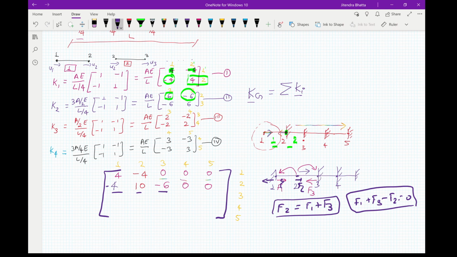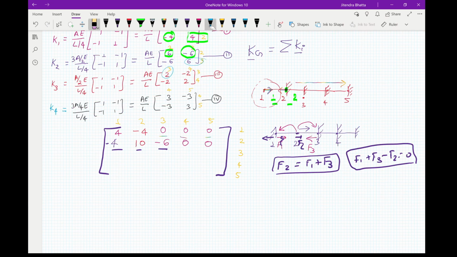Now for the next one, you can write here directly. The 3, 1 here is equal to 0, and 3, 2 will be equal to minus 6.